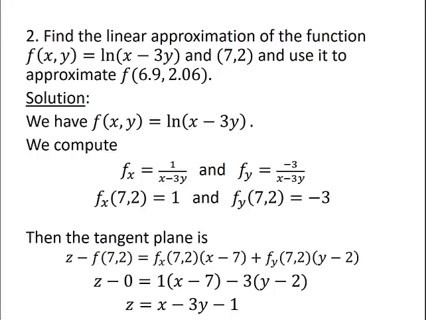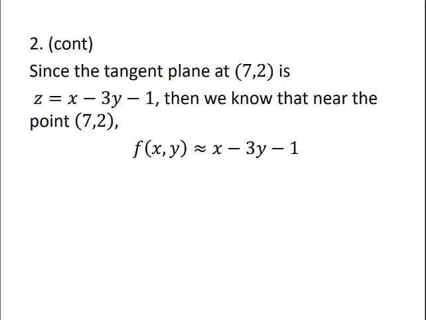Now you may be thinking, this problem didn't ask for the tangent plane. It asked for the linear approximation, right? But remember, those are the same thing. So since the tangent plane at (7, 2) is x minus 3y minus 1, then we know that near that point of tangency (7, 2), our function most closely resembles the plane x minus 3y minus 1.